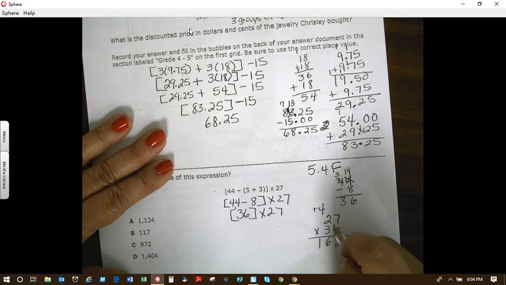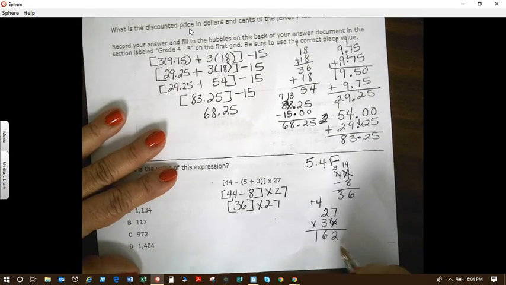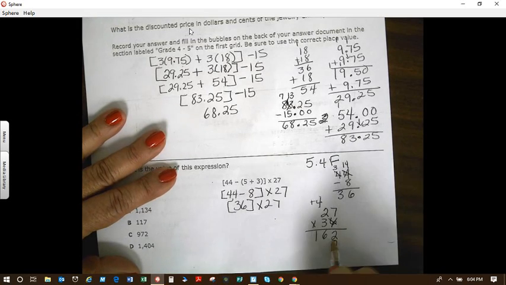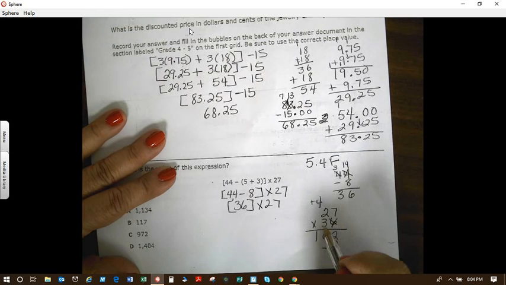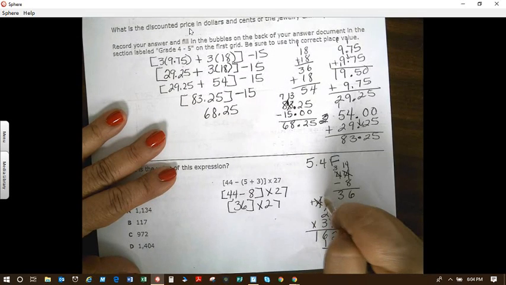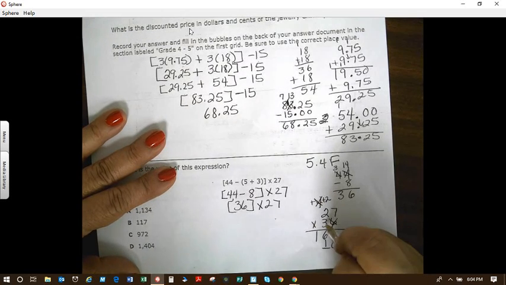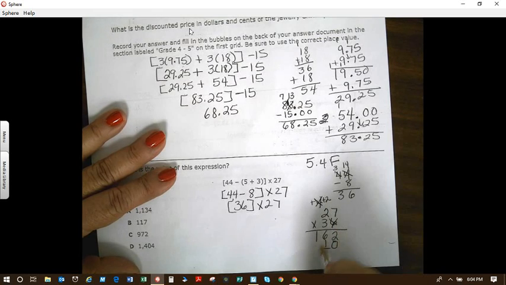I'm going to cross out my 1s because I'm done with my 6. And do you see I'm going to put a 0 right underneath my 1s because I'm done. I'm going to put a line underneath my 10s because that's where I'm going next. 3 times 7 is 21. And I'm going to cross out my 4 and put a plus 2. 3 times 2 is 6, plus 2 is 8.